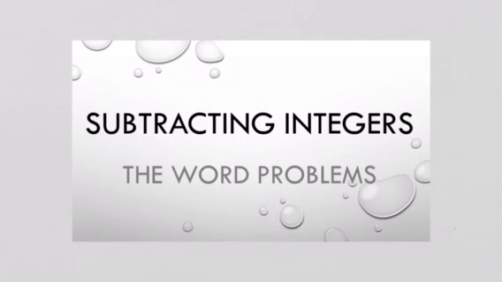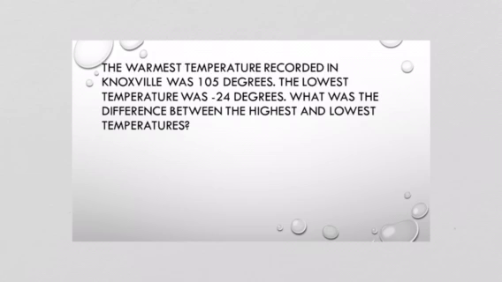Today we're going to be subtracting integers, and it's going to be in the form of word problems. Sometimes I draw a picture, sometimes I look at a number line, sometimes I just know it. The warmest temperature recorded in Knoxville, Tennessee was 105 degrees. The lowest temperature was negative 24 degrees. What was the difference between the highest and lowest temperatures?